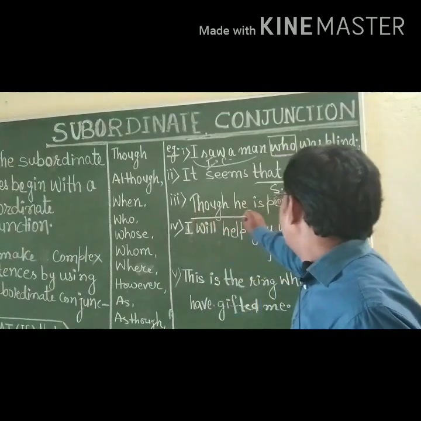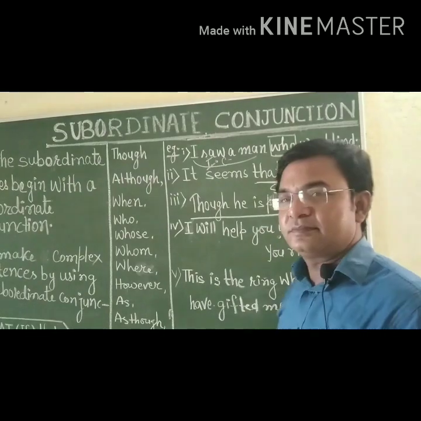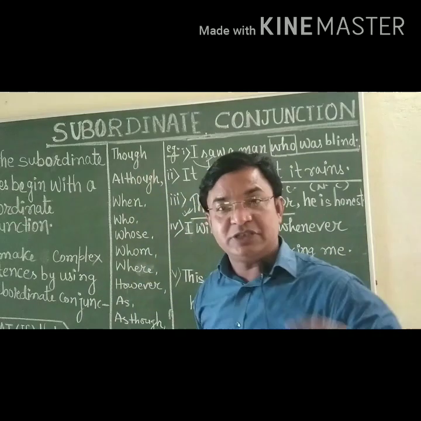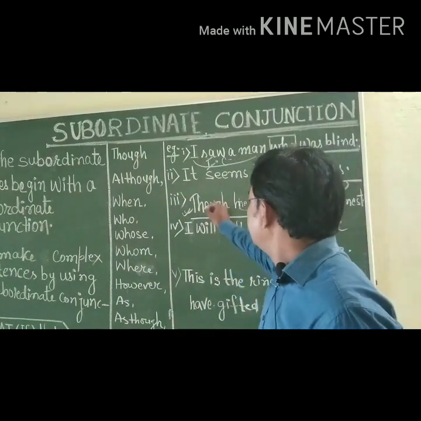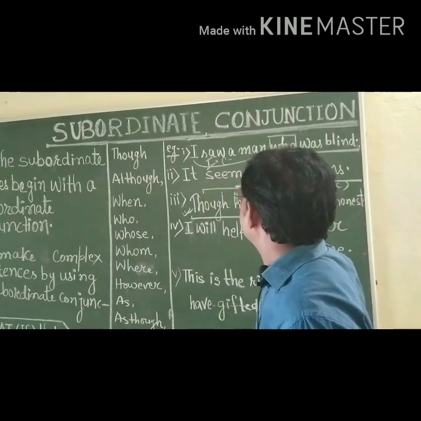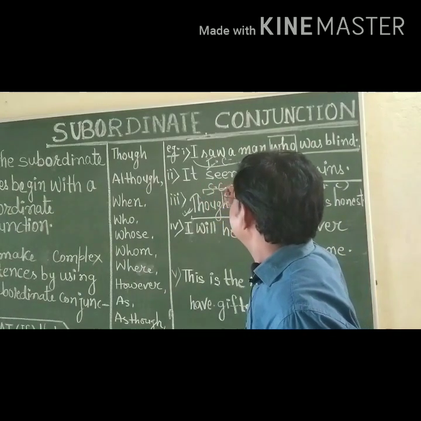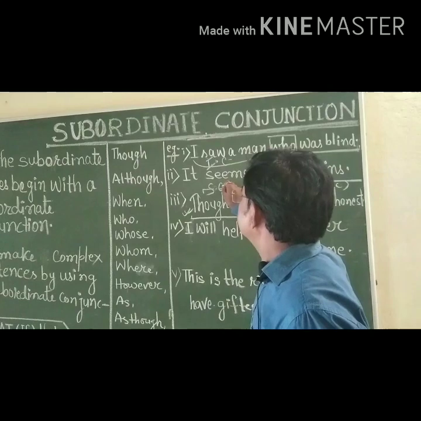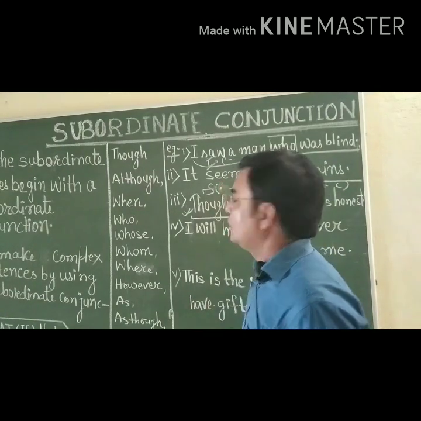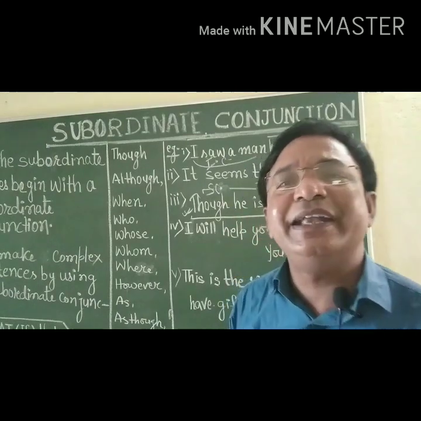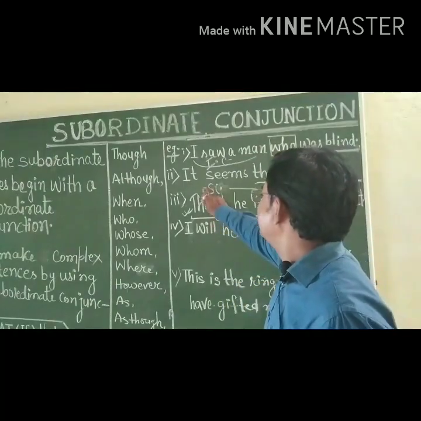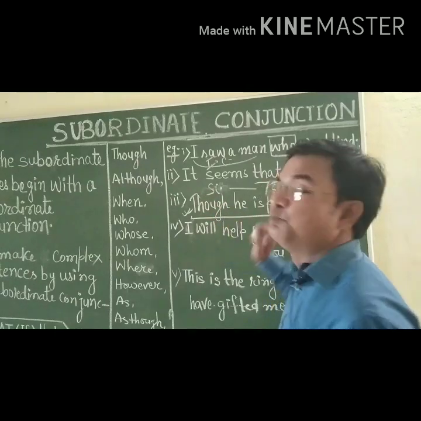Though he is poor. This sentence begins with "though". And "though" is what? It is your subordinate conjunction. So, "though he is poor" is your subordinate clause. Okay, this is your subordinate clause: "though he is poor", because this sentence begins with "though".